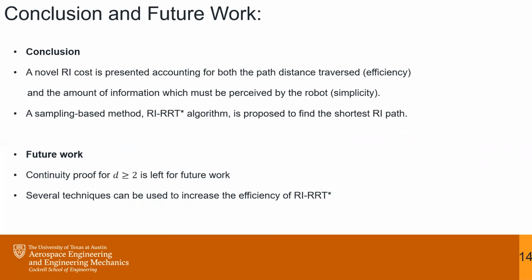In summary, in this paper, we present a novel cost which accounts for both the path distance traveled and the amount of information which must be perceived by the robot. A sampling-based method, the RI-RRT star algorithm, was presented to find the shortest RI path. The continuity proof for dimensions higher than 1 is left for future work. Several techniques can also be used to increase the efficiency of the RI-RRT star algorithm, and the implementation of such techniques is left for future work.